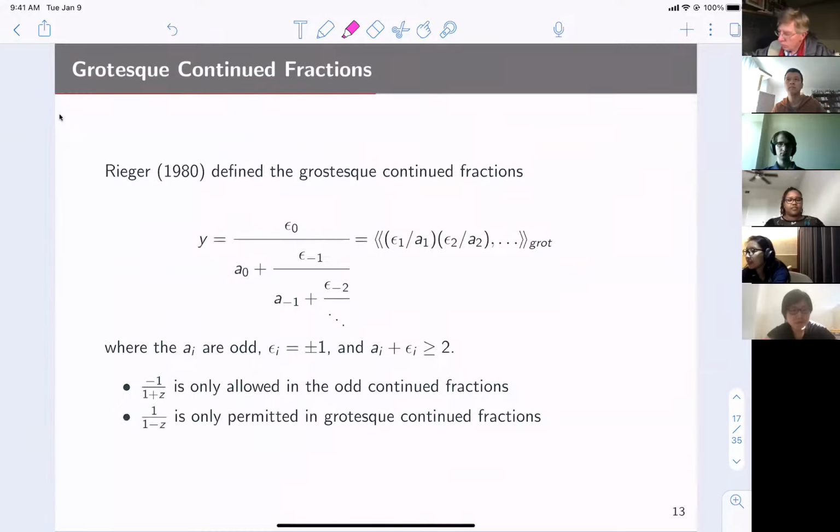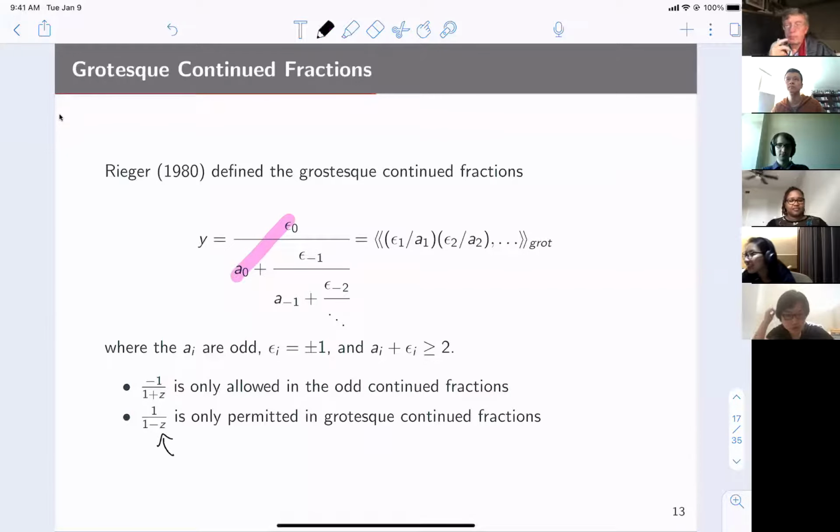Our other option is the grotesque continued fractions, which is now this pair of digits. So they have to be greater than or equal to, a d greater than or equal to 2. So it's what turns out to be the dual criterion. So this means that we get 1 or -1 over 1 only for the odds, and we get 1 subtracting something only for the grotesque.